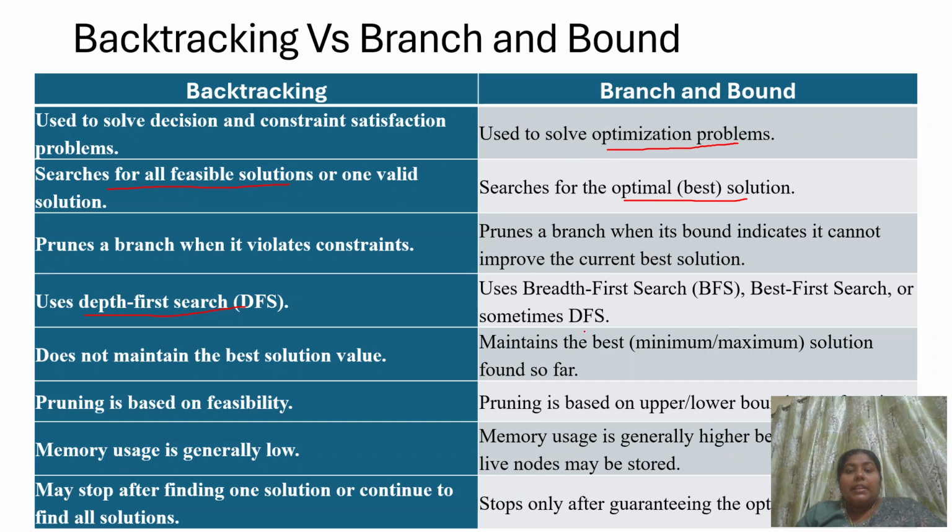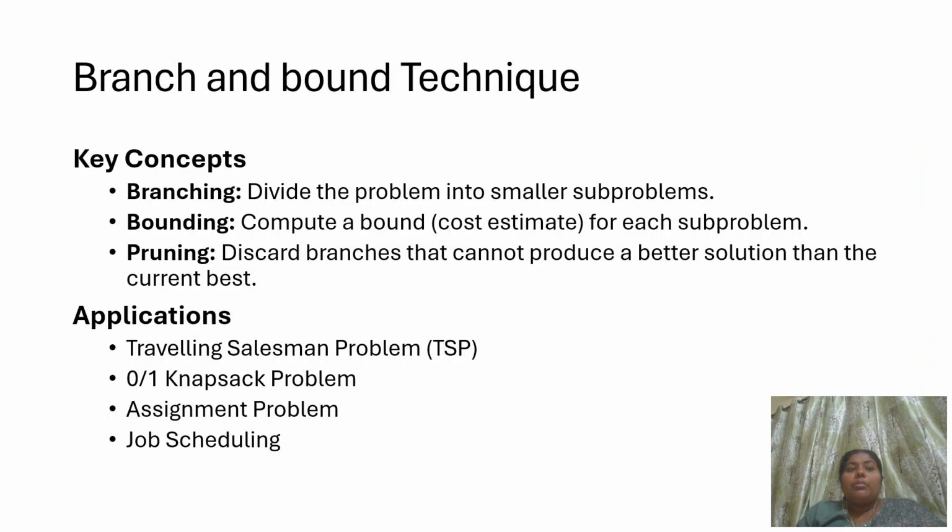Basically branch and bound is based on the upper as well as the lower bound, that is, a cost function we use here. What about memory usage? Memory usage is generally low when we use the backtracking technique. In branch and bound, it is a little bit higher because we store multiple live nodes. So these are some of the differences between backtracking and the branch and bound technique.